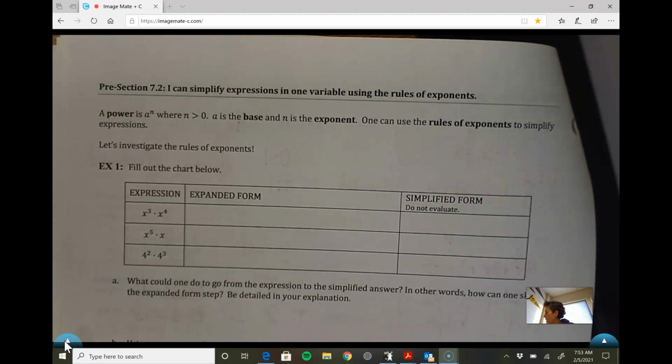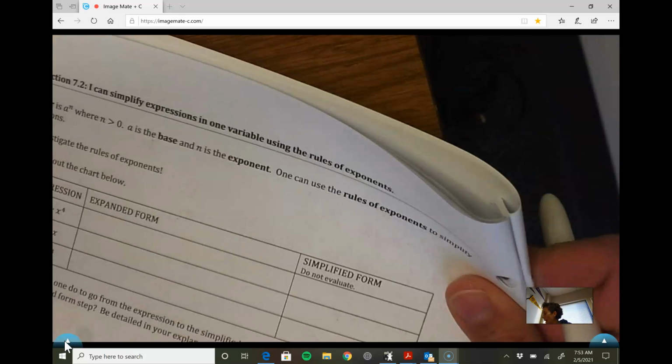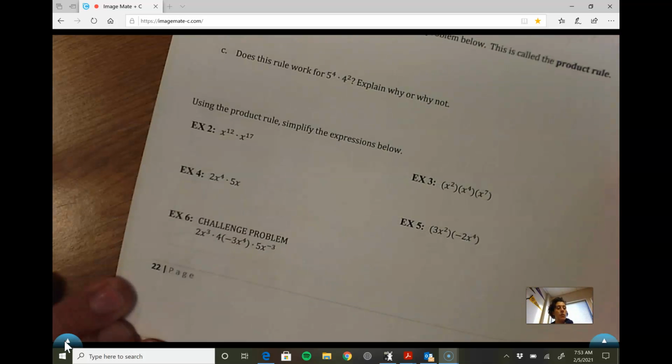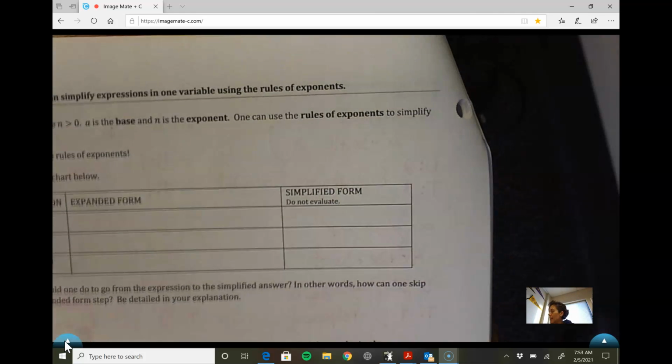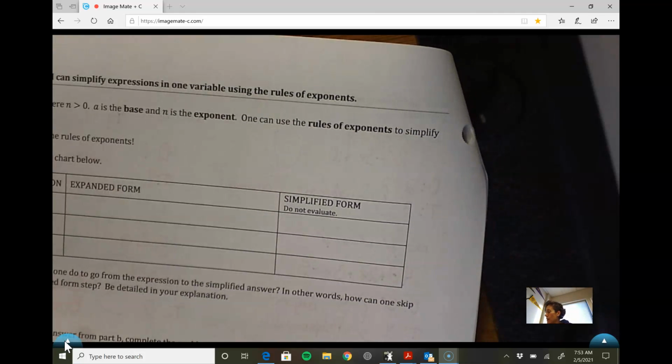Good morning, everyone. We are moving on to our 7.2. We actually have a pre-section 7.2 as it turns out. I am in the skinny packet and I am on page 22. So if you want to get into the skinny packet, page 22, that is where we're going to start.